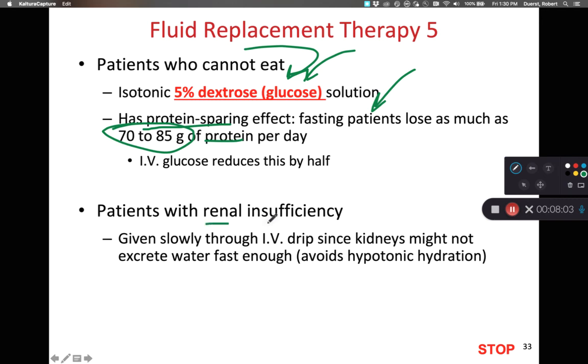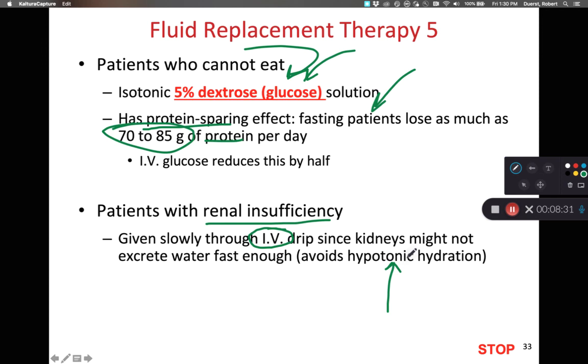If somebody has renal insufficiency, they can be given a very slow amount of glucose via intravenous administration, but we need to go slow because the kidneys might not be able to get rid of the water fast enough. And we do it slowly so that we avoid the hypertonic hydration. We don't want them to be overhydrated with a really sugary water solution, with a hypertonic sugar water solution.